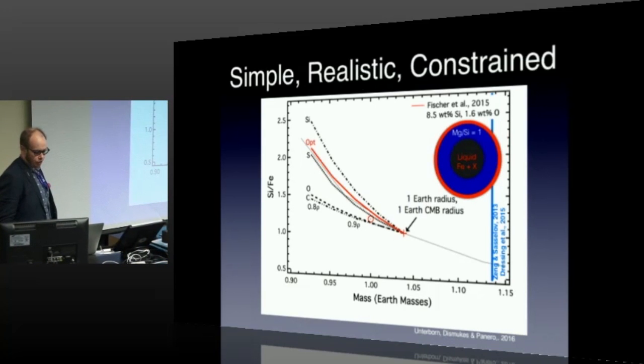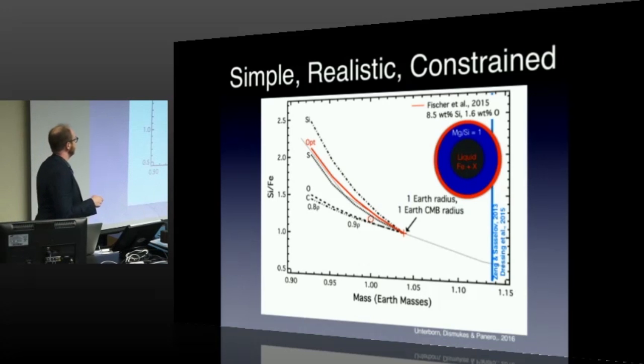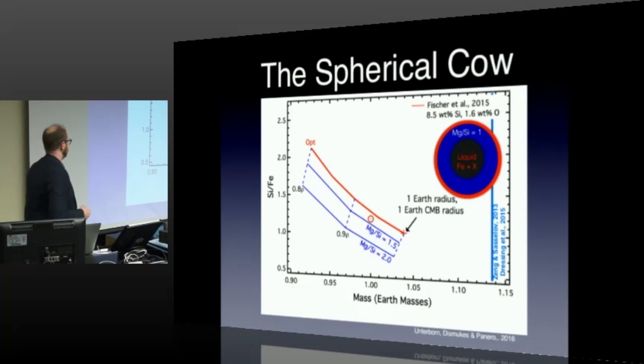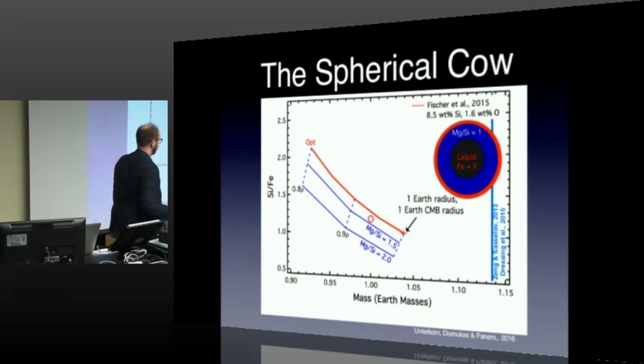And the other thing we can do, you can choose sort of an optimum from mineral physics of what we think the Earth's core is like. So let's benchmark to the Earth and compare across. So this is some amount of silicon and oxygen. We can also change the magnesium to silicon ratio of the mantle and see how that changes our silicon to iron ratio and the mass.